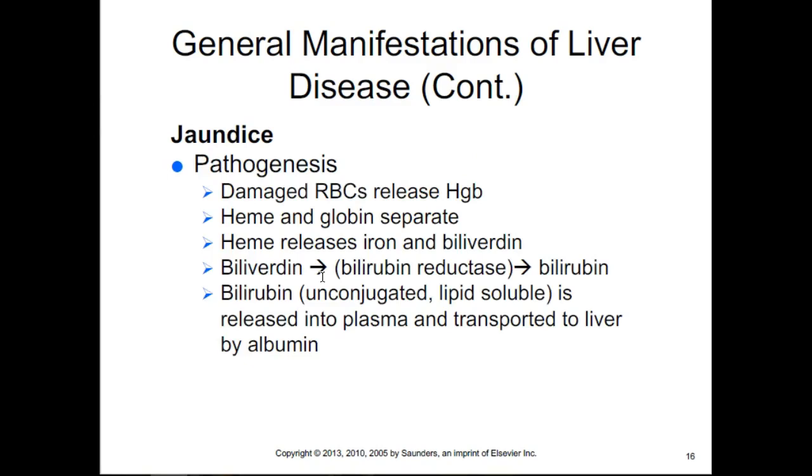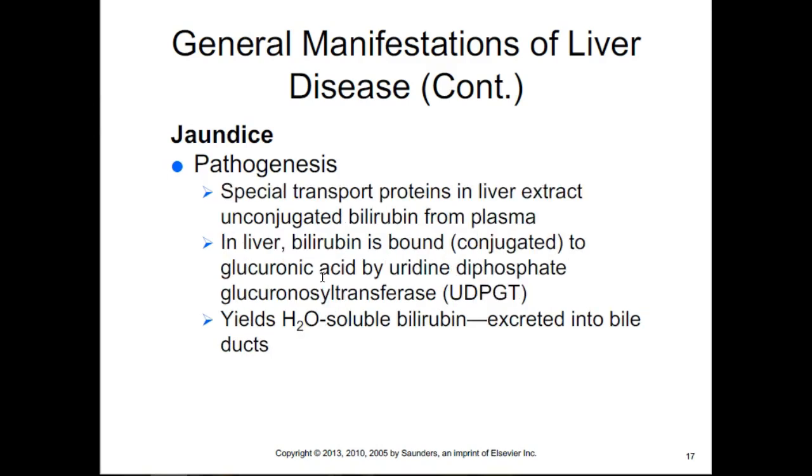So damaged red blood cells, right, release hemoglobin, and heme and globin separate. Heme releases the iron that is in the center of it, and biliverdin, right, which is now your heme basically without the iron. So the biliverdin is acted on by biliverdin reductase to bilirubin, and then bilirubin is this unconjugated, lipid soluble form released into the plasma and then transported to the liver by albumin. Okay, so then these special transport proteins in the liver extract the unconjugated bilirubin from the plasma, and then the bilirubin is bound, so now it's conjugated.